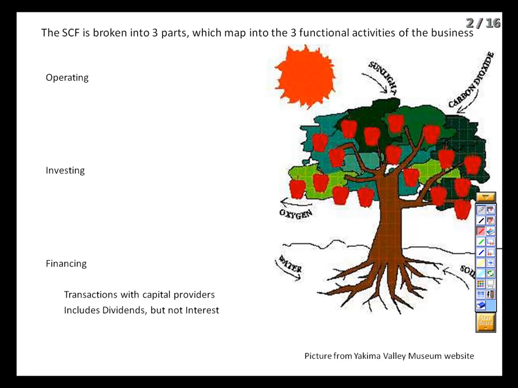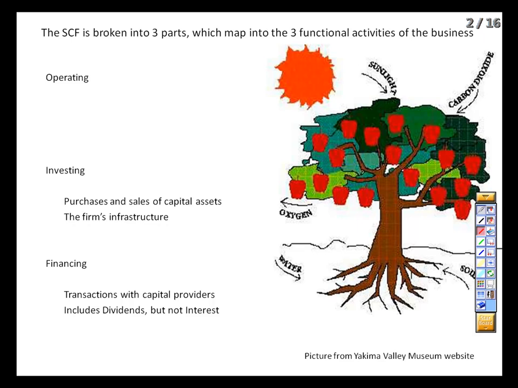So we've got that money from our capital providers, and what do we do with it? We invest it. We build up our infrastructure with buildings and equipment and the like, and just like the trunks and branches of an apple tree, that infrastructure is what lets us do what we do. All the cash that we spend or receive buying and selling fixed assets and investment securities will go in the investing section of the cash flow statement.